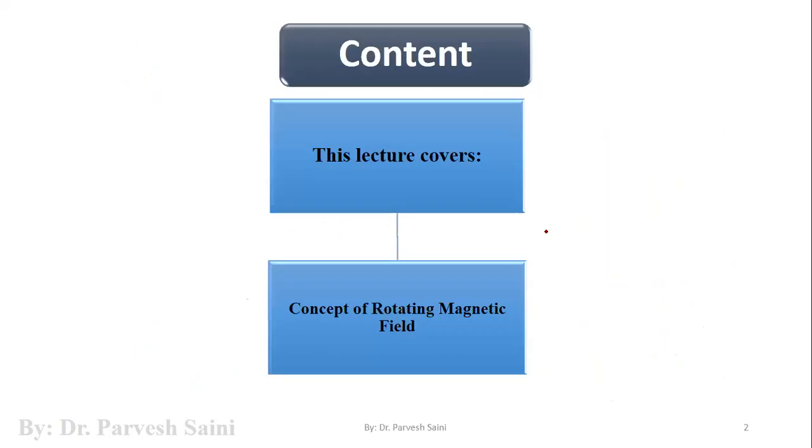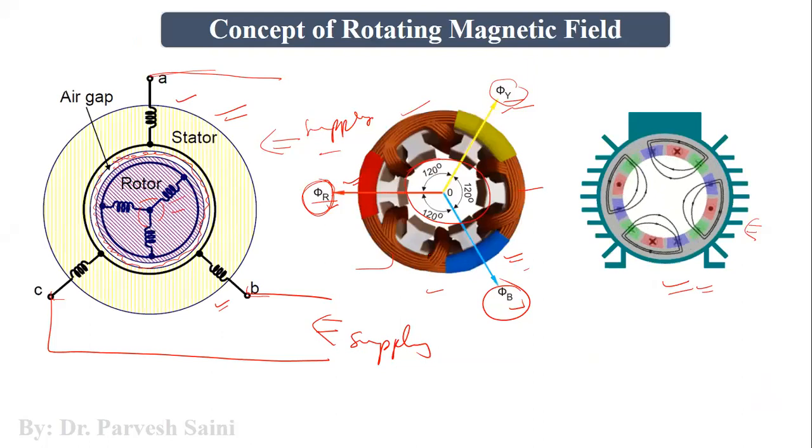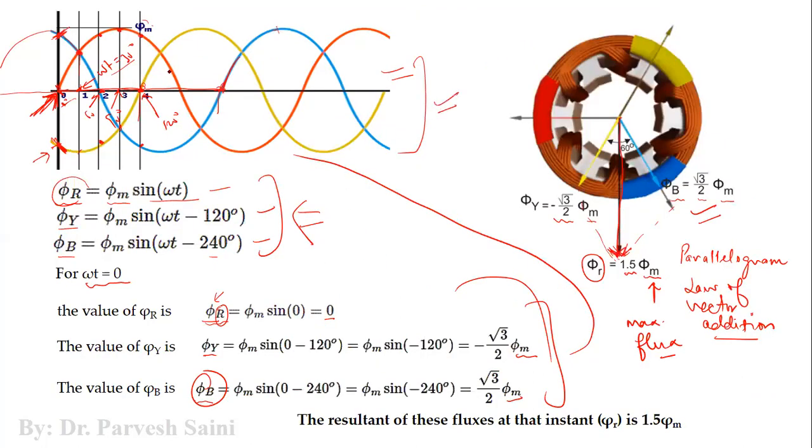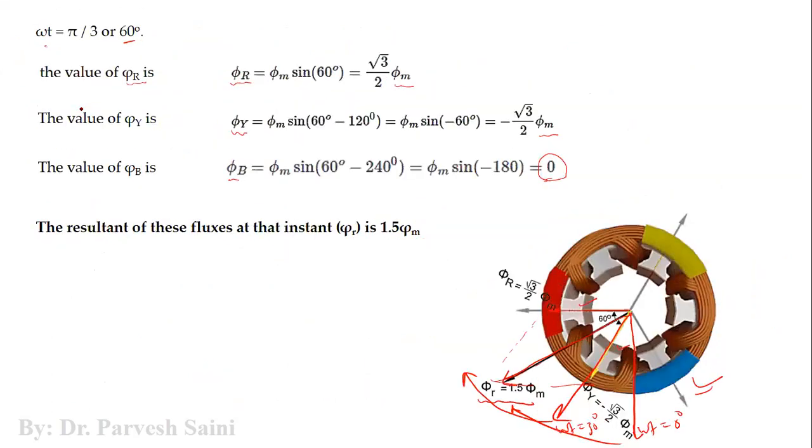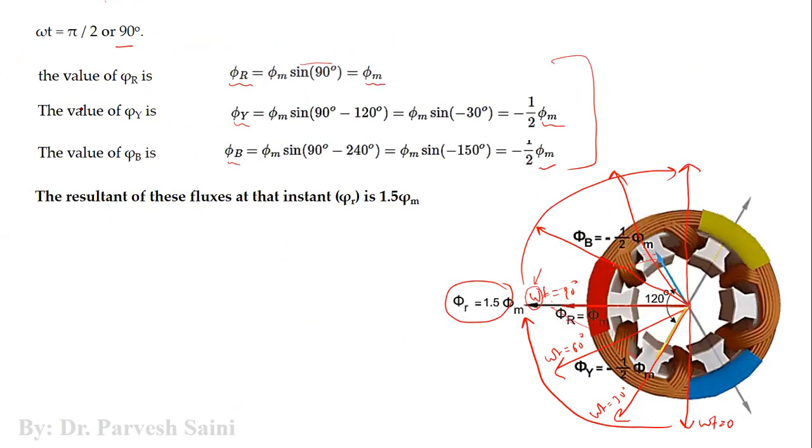So let us come back to the first slide. In this slide, if you see, we have this three-phase flux represented by this three-phase waveform. At any point of time, we will have the net effect of the three fluxes, phi r, phi y, and phi b. This net effect is shifting in the clockwise direction with every increment in the value of omega t.